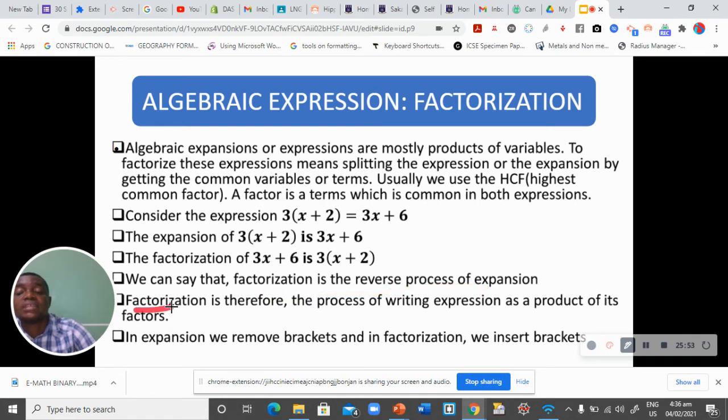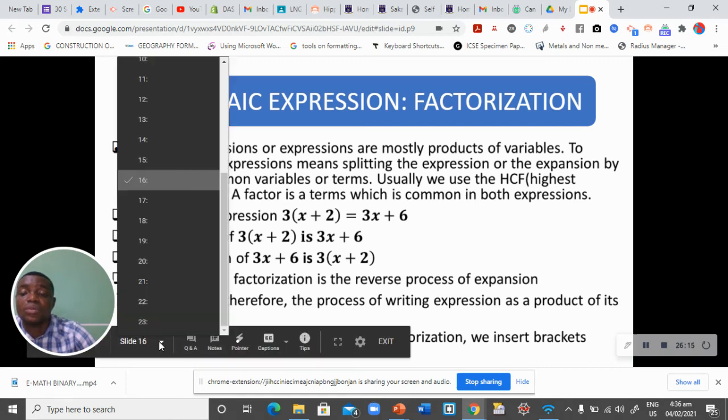When we expand, we get an expression. When we factorize, we get another expression. So factorization is therefore the process of writing an expression as a product of its factors. And in expansion, we remove brackets, and in factorization, we insert brackets.